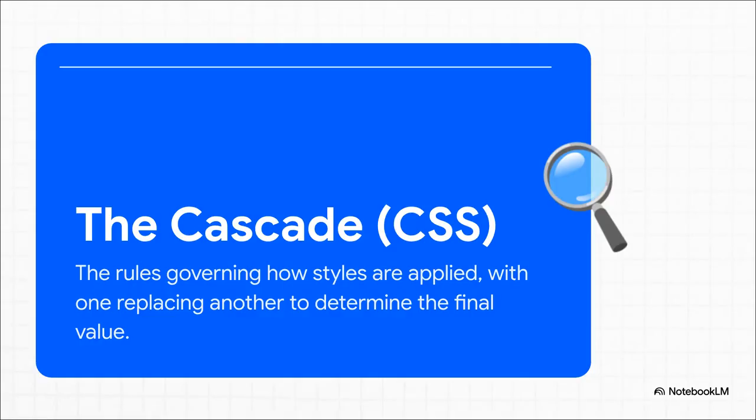Even the really technical rules of the web are telling a story. The CSS cascade, for example, is basically the set of rules that decides how a web page looks. It's a system for creating visual hierarchy, for deciding what's most important. It's translating code into a clear flow of information that guides your eye exactly where it needs to go.